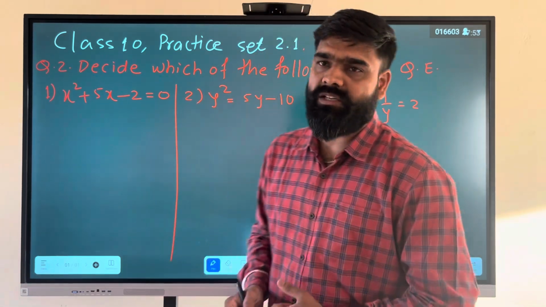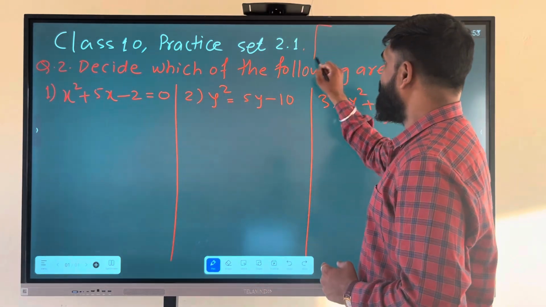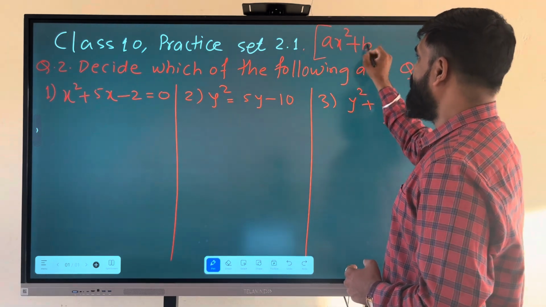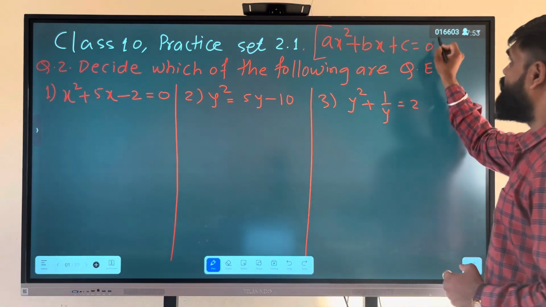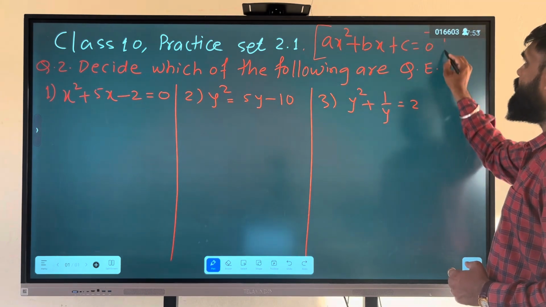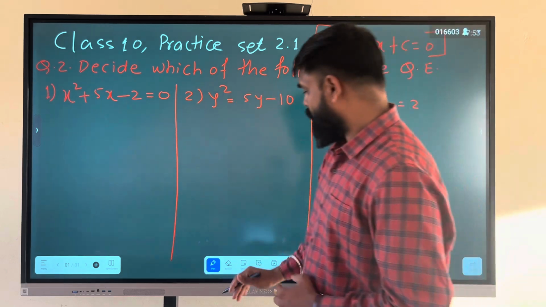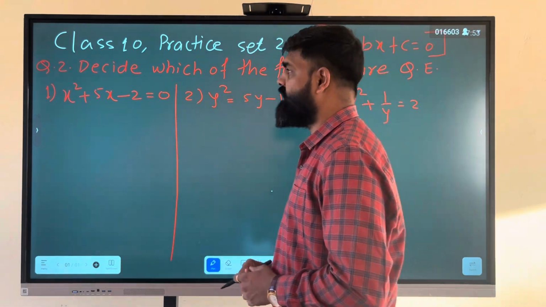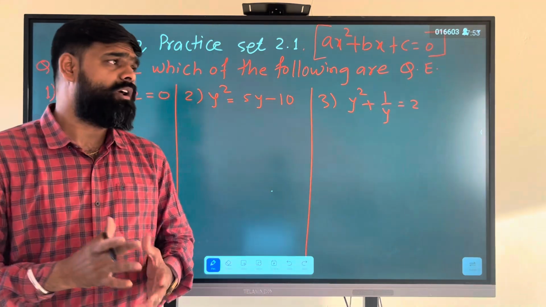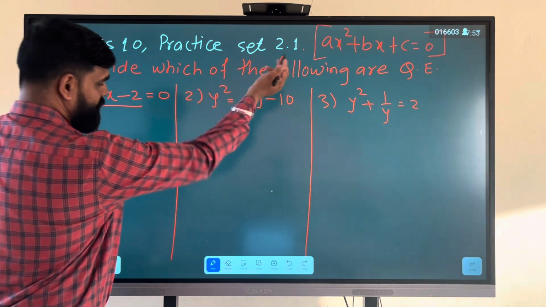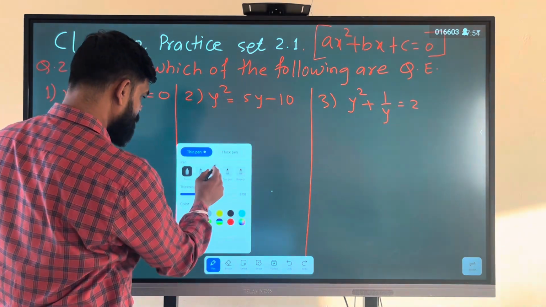So what is the generalized form of a quadratic equation? I am writing it here. This is the generalized form of a quadratic equation. We have to compare each and every equation with this, so that we can easily come to know whether the given equation is quadratic or not. So let us compare this equation with the given equation.